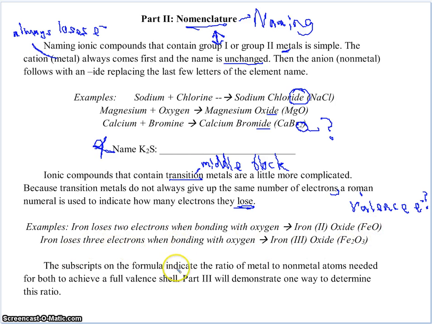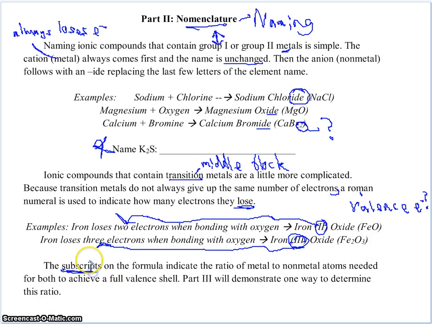Iron loses 3 electrons, so it's going to be iron(III). And there you go, iron(III). So 2 goes with 2 electrons, 3 goes with 3 electrons. I get it. I still don't get the numbers here, though. The subscripts, oh, it's going to tell me. Great. The subscripts on the formula indicate the ratio of metal to nonmetal atoms needed for both to achieve a full valence shell. Part 3 will demonstrate one way to determine this ratio. Alright, so I guess we'll find out later.